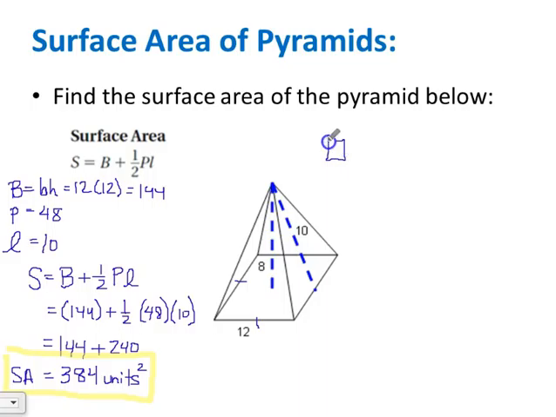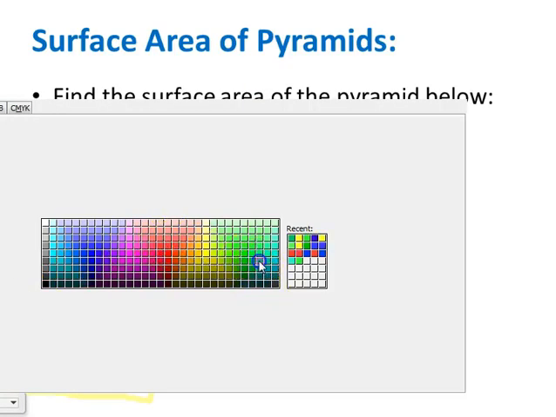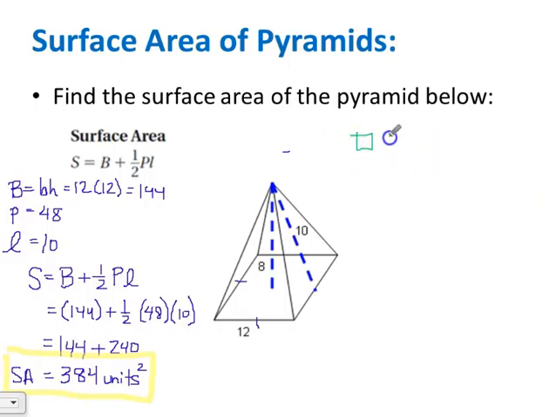So let's start with the square. You know what, I want to do this in a totally different color. Let's do the area of a square first. So the area of the square is equal to base times height. So we're going to have 12 times 12, which is 144. So the area of the square is equal to 144. So I'm going to hold on to that.